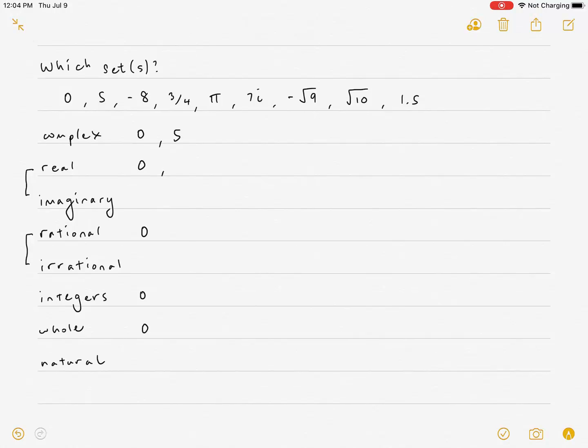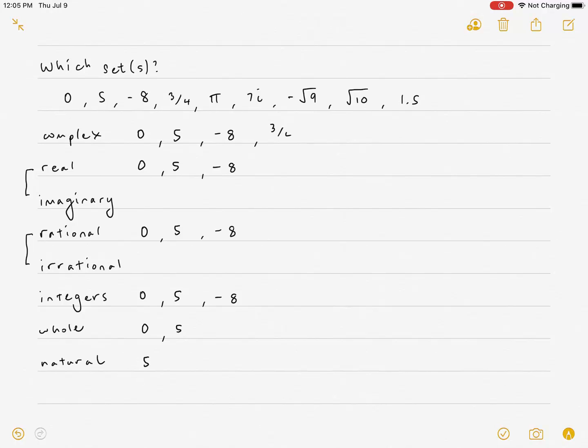5 is a complex number. It's a real number, it's not imaginary. It's rational, it's not irrational. It's an integer, it's a whole number, and it's a natural number. Negative 8. Negative 8 is a complex number. It's real. It's rational, because I can easily write it as a fraction. And it's an integer.